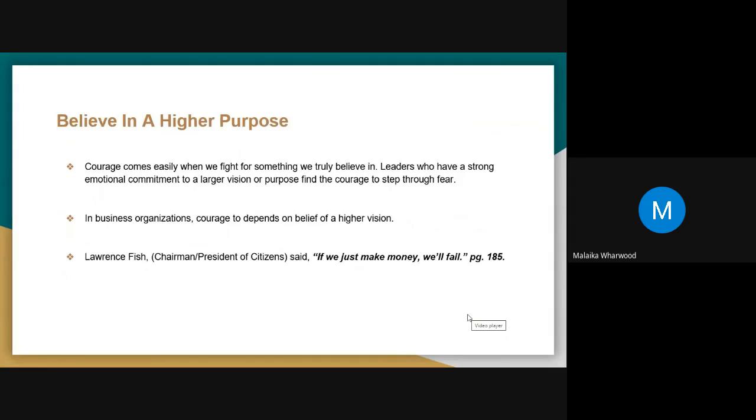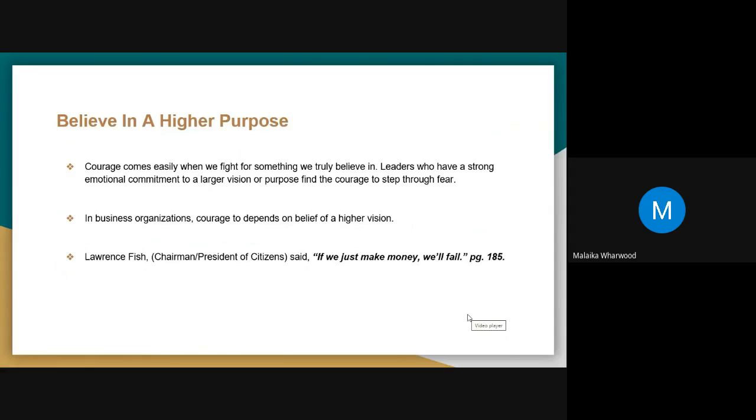Believe in a higher purpose. Courage comes easily when we fight for something we truly believe in. Leaders who have a strong emotional commitment to a larger vision or purpose find the courage to step through fear. In business organizations, courage, too, depends on belief of a higher vision. And according to Lawrence Fish, he said, if we just make money, we'll fail.